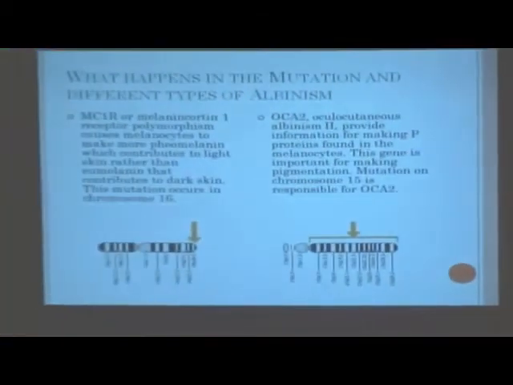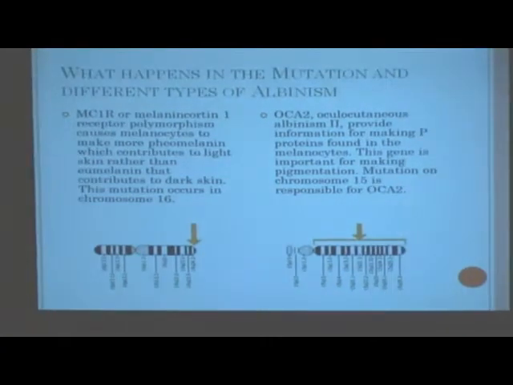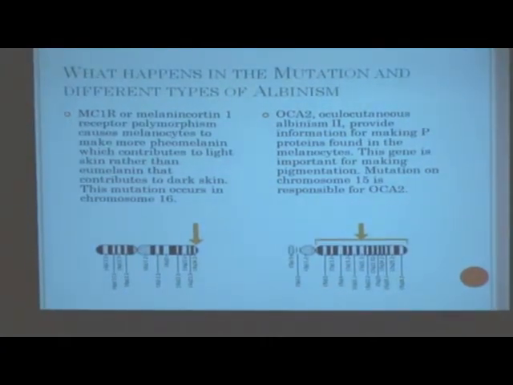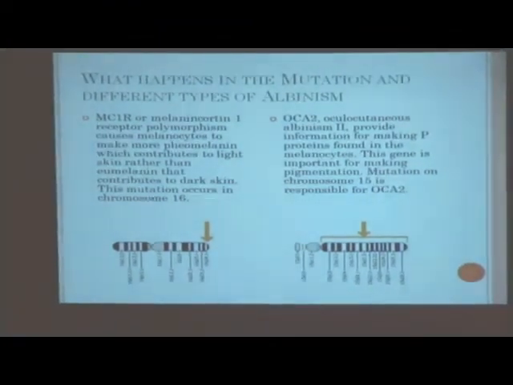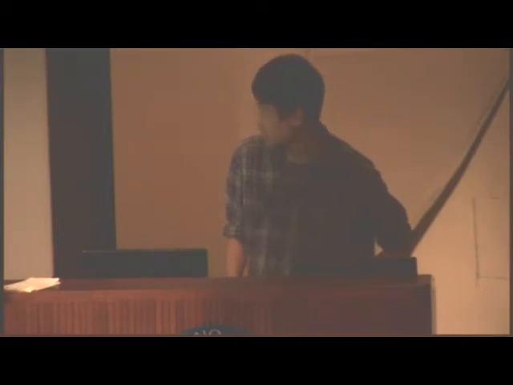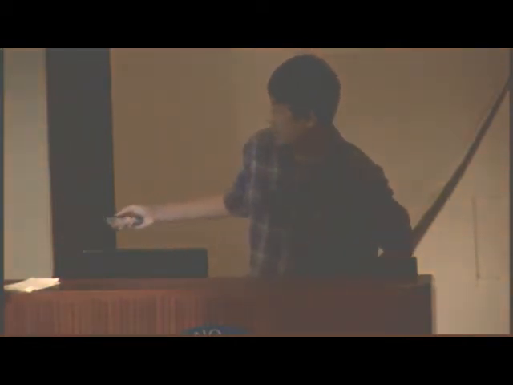MC1R, or melanocortin-1 receptor polymorphism, causes melanocytes to make more pheomelanin, which contributes to light skin, rather than eumelanin that contributes to dark skin. This mutation occurs on chromosome 16. And here's just a picture of chromosome 16, and this is where the mutation occurs.